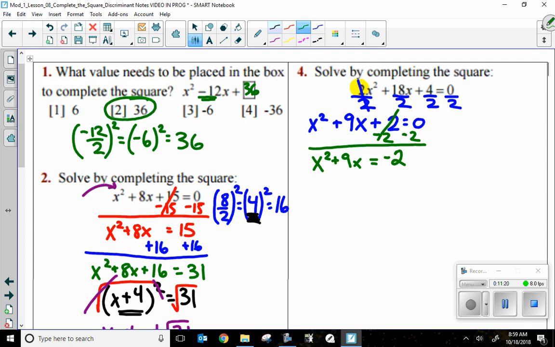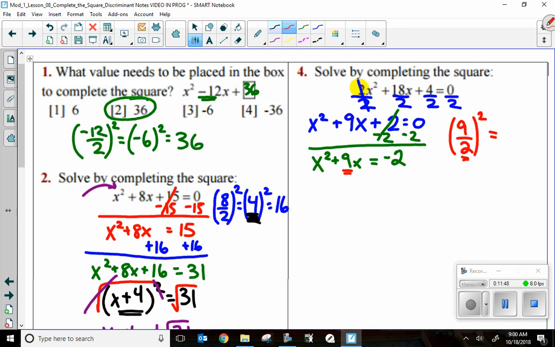Ouch! Here's what's going to happen. My b value is not a nice even number. I can't cut it in half and get a whole number. That's cool. That's fine. Okay? So I take 9. I cut it in half. Okay, I got to take my b value. And then I square it. Okay? I cannot do anything to simplify this. All right?